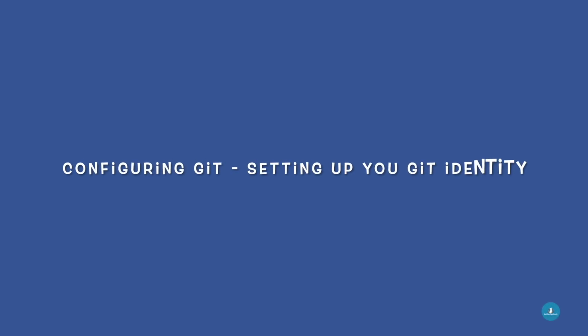In this tutorial, we will learn how to configure Git on your system by setting up your Git identity, including your name and email address. This is a crucial step to identify your commits in Git.